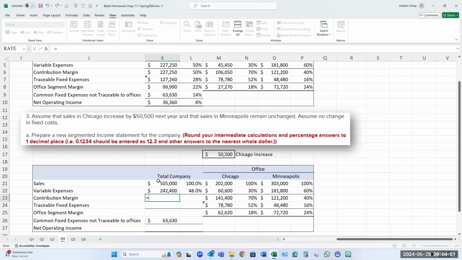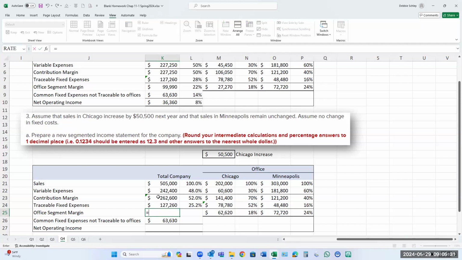So if I take my new total company sales minus my variable, I get my new contribution margin. So I can take contribution margin divided by total sales and get my new contribution margin ratio. See, it changed just a little bit. My traceable fixed should still be the same, but I'm going to add that plus that. My ratio then is going to be my total traceable divided by my new sales. So notice that changed just a little bit right there.